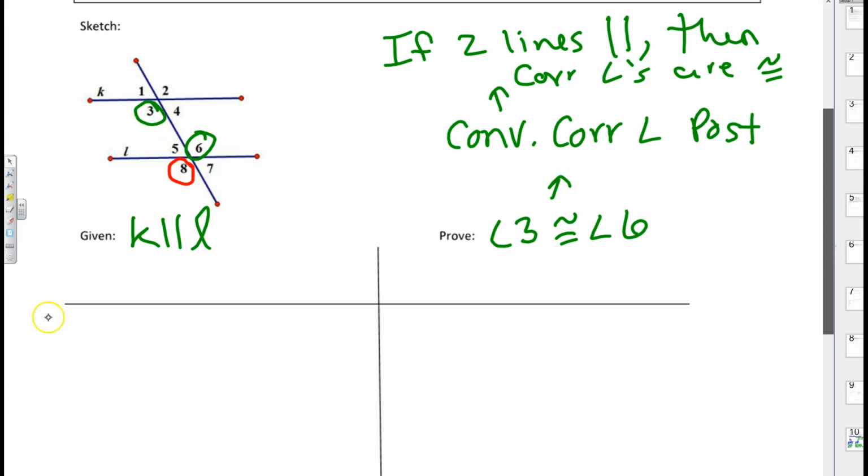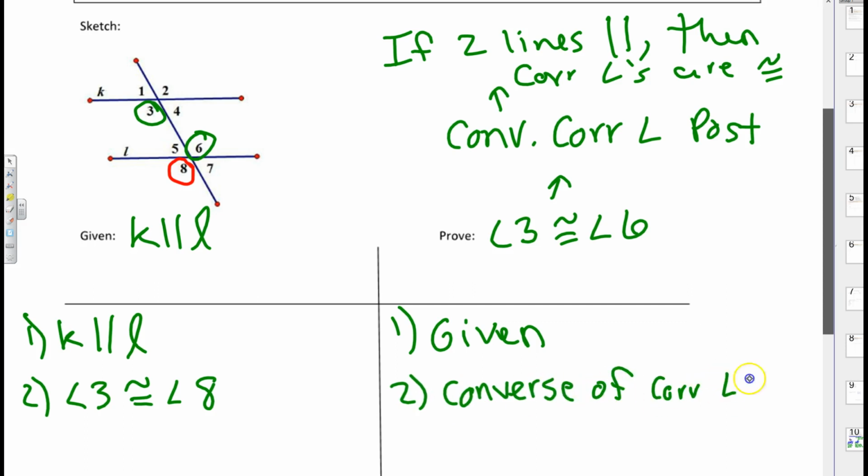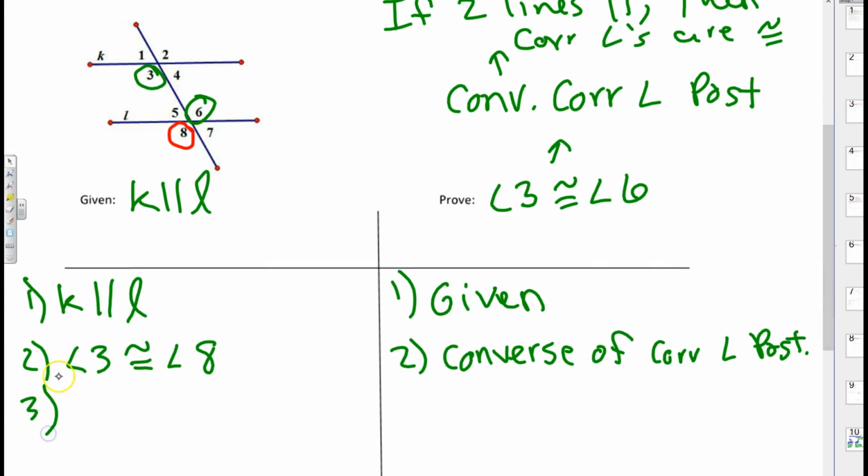So I'm now going to take a look and see how I can do this. My first step is K is parallel to L, and that's given. Now I want to spend my next 2 steps describing how both of those given angles that I'm trying to prove congruent relate to angle 8. So I can say that angle 3 is congruent to angle 8 by the converse of the corresponding angle postulate. And I can also say that angle 6 is congruent to angle 8 by the vertical angles theorem.